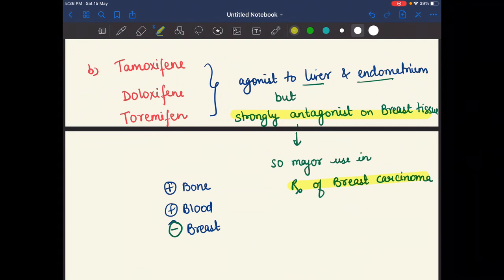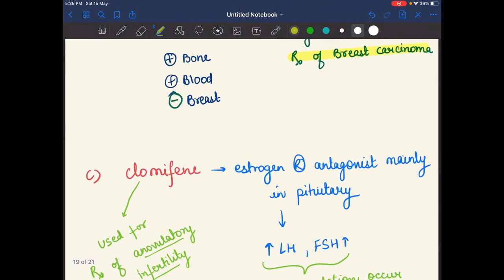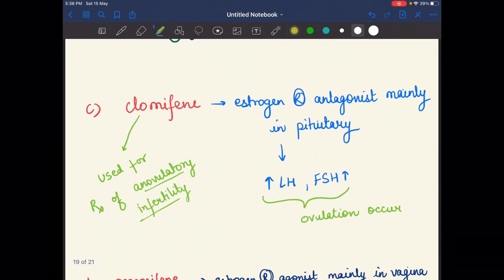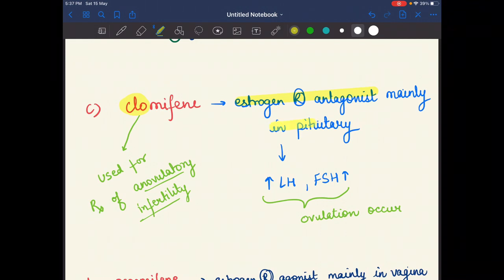Tamoxifen, droloxifene and toremifene. The next drug is clomifene. I remember it by clone, meaning it forms clones. Clomifene is an estrogen receptor antagonist, mainly in the pituitary gland. As it is an antagonist in the pituitary gland, it increases the LH and FSH ratio.